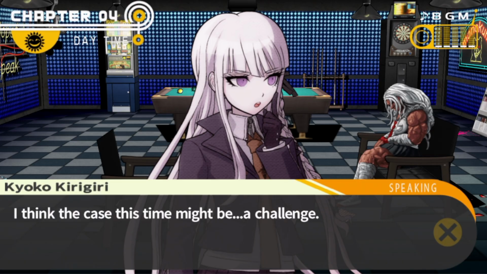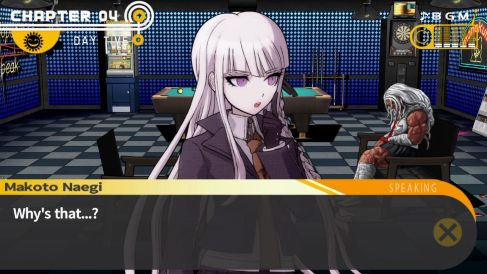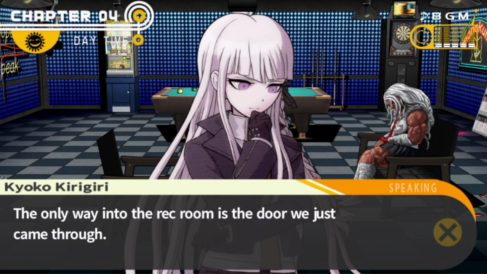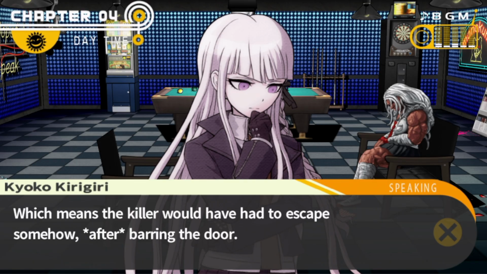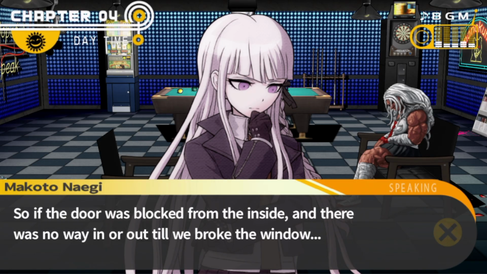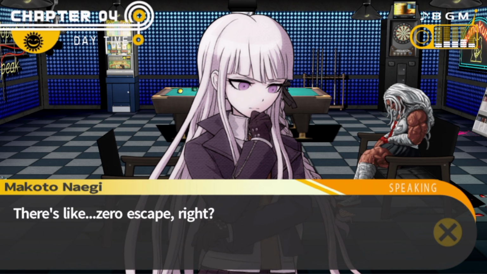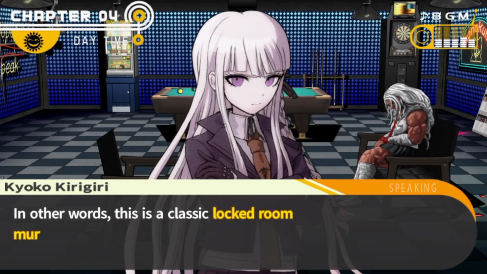Hey. I think this case might be a challenge. Why's that? So... The only way into the rec room is the door we just came through. And that door had been jammed shut with the chair from inside the rec room. Which means the killer would have had to escape somehow after barring the door. So if the door was blocked from the inside, and there was no way in or out till we broke the window, there's like zero escape, right? In other words... This is a classic locked room murder.